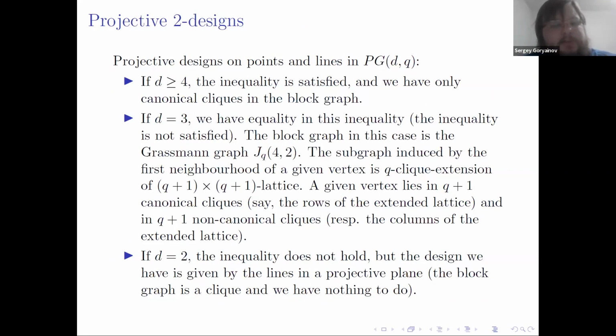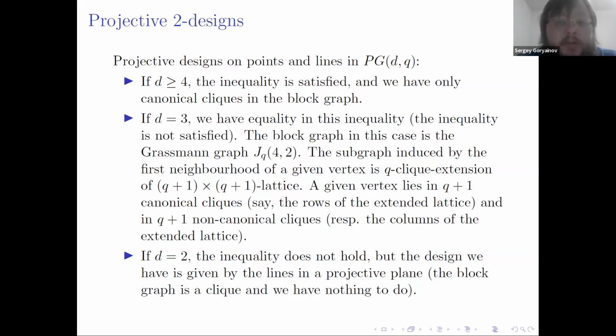What can we say about the first two families, projective and affine designs? Projective designs: if we consider projective designs on points and lines in projective space PG(d,q). If d is greater than or equal to 4, the inequality is satisfied, and we have only canonical cliques in the block graph. If d equals 3, we have equality in this inequality, and the inequality from the sufficient condition is not satisfied.